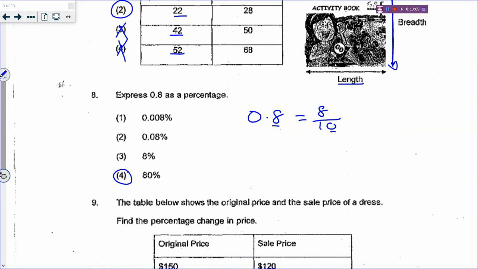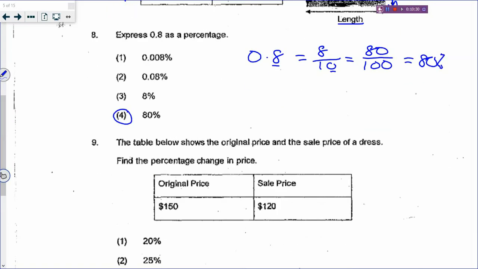So once you change the decimal to a fraction, how do you change into a percentage? You make the denominator into 100. 10 times 10, 8 times 10. So once your denominator is 100, your answer will be 80%. So always try to make the denominator into 100, and then you get the answer already. Okay, next one, question 9.